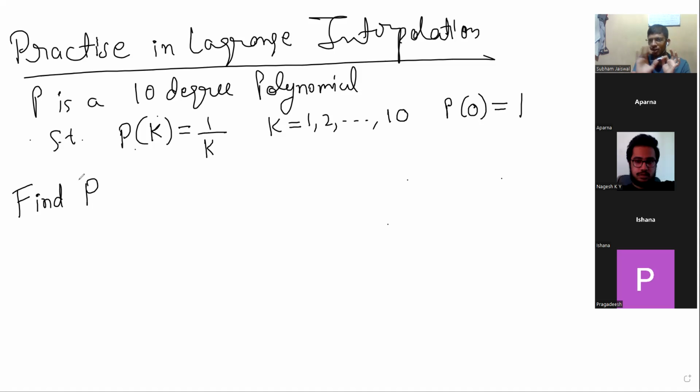Again, you may or may not use interpolation. That's completely up to you. Theoretically speaking, I've given you 11 values, and this is a 10-degree polynomial. Maybe I should just say degree less than or equal to 10. I've given you 11 values, and so you can apply interpolation. But yeah, I didn't find any problems with interpolation. It's just a problem which came to my mind.